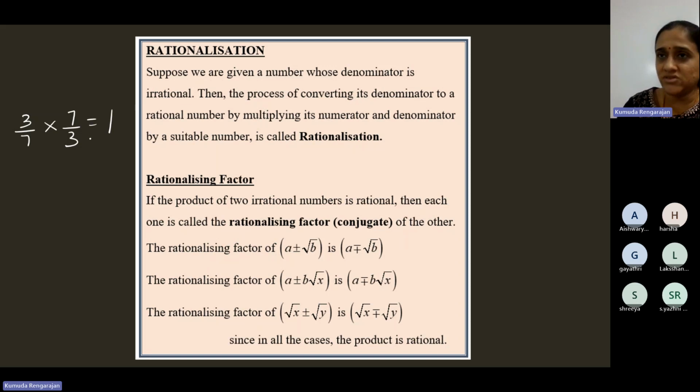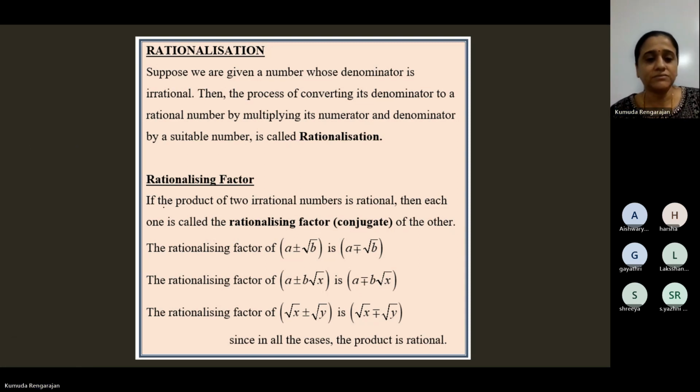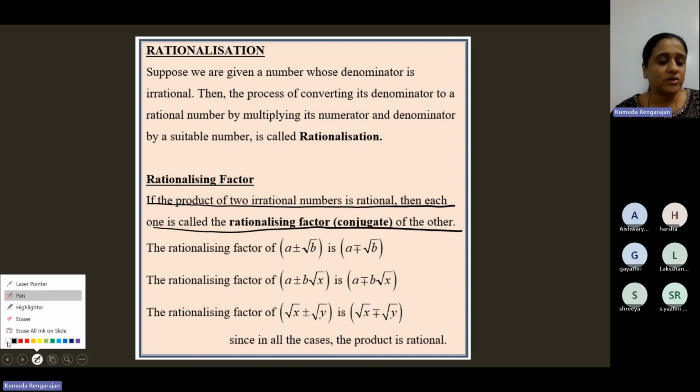So when the product of two numbers is 1, the two numbers are reciprocals of one another. In the same way, when the product of two irrationals is rational, then each irrational is said to be the rationalizing factor or the conjugate of the other. You can use the definition of reciprocals to understand this.